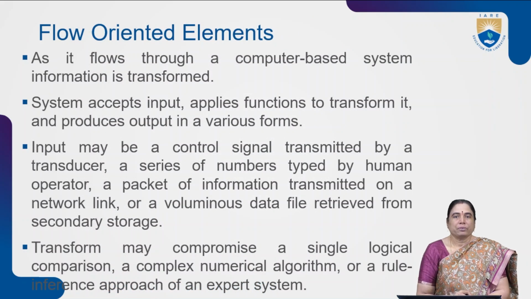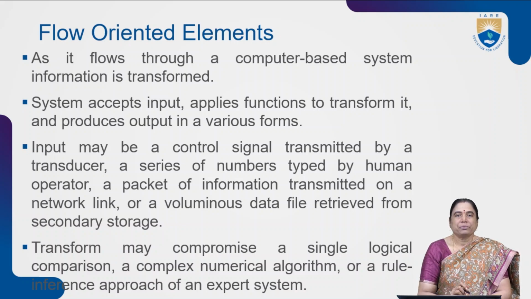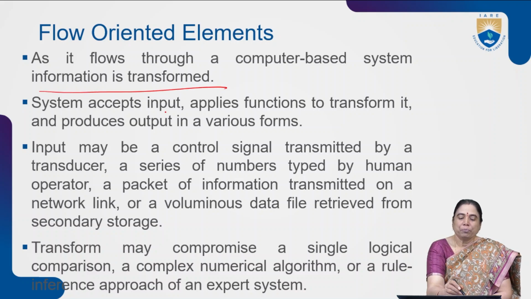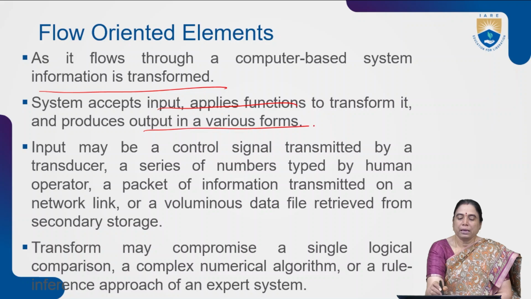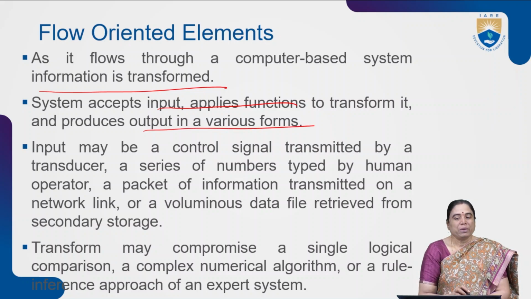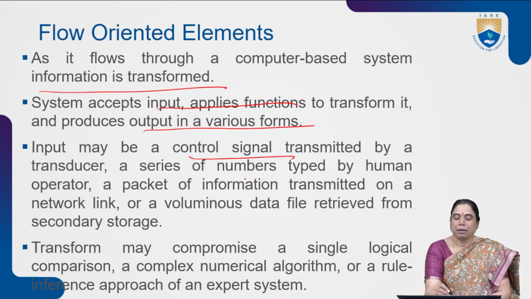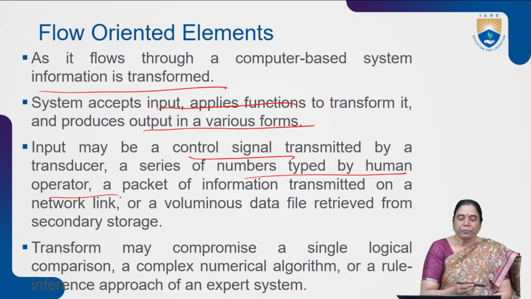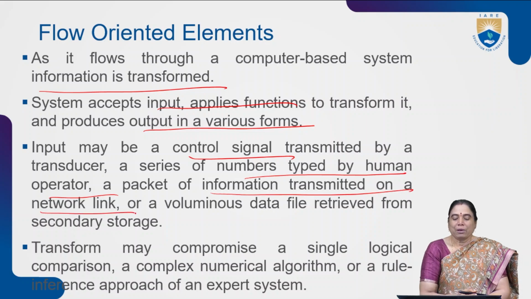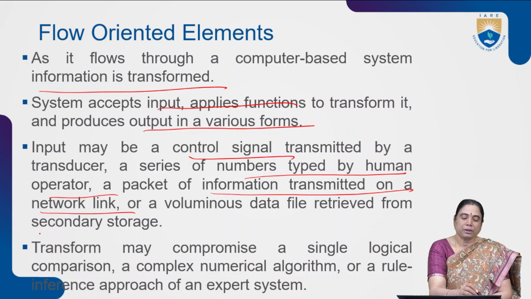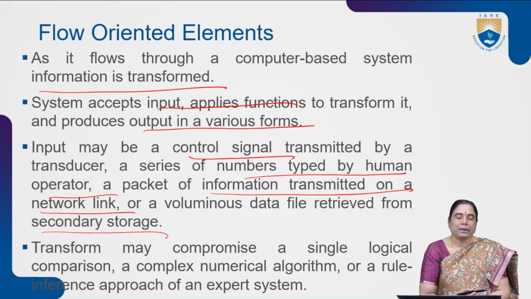Another element in the software design is flow-oriented elements. As it flows through a computer-based system, information is transformed. The system expects input, applies functions to transform it, and produces output in various forms. Input may be a control signal transmitted by a transducer, or a series of numbers typed by a human operator, or a packet of information transmitted on a network link, or a voluminous data file retrieved from secondary storage. So the input may be of a variety of forms.